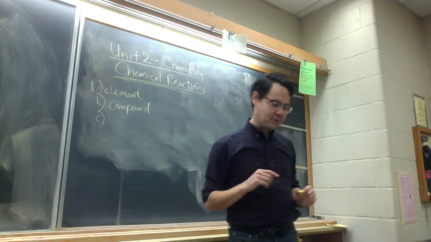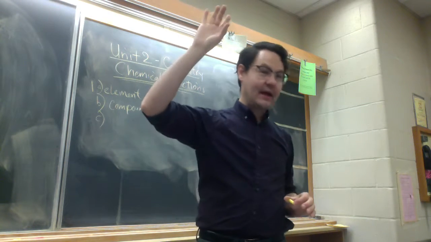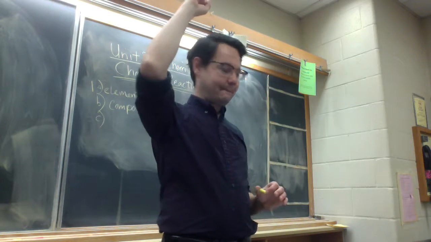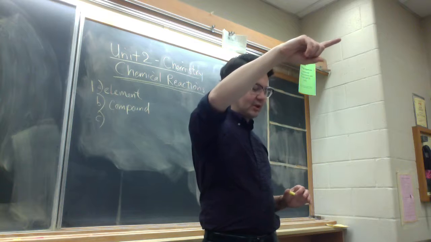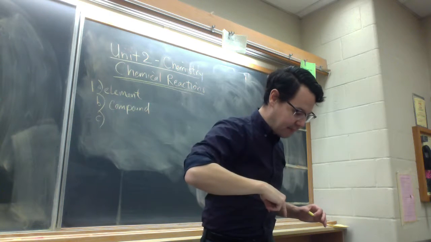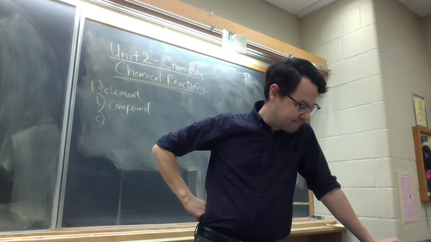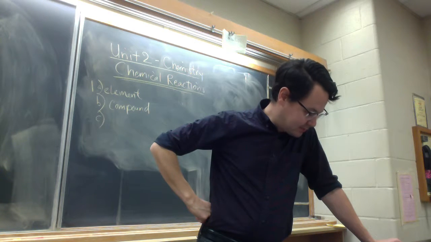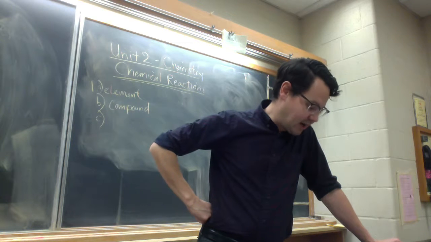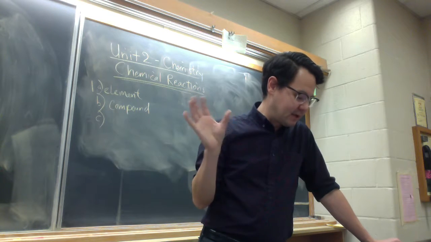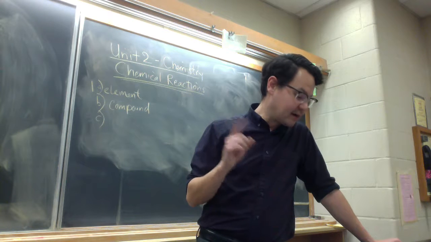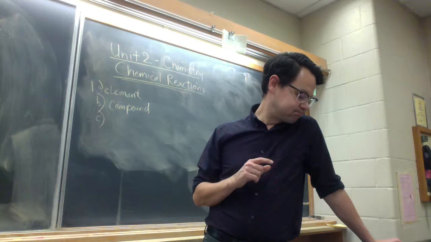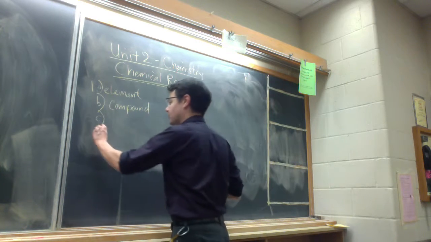Molecular compounds are formed when a non-metal bonds with a metal? No, wait. It should say ion. Well, let's see. It should be a non-metal. Molecular compounds are non-metal with non-metal. Ionic compounds are metal with non-metal. So, let's just see what the other ones are, and then we'll fix that up.